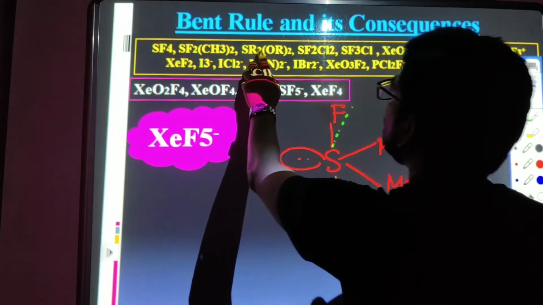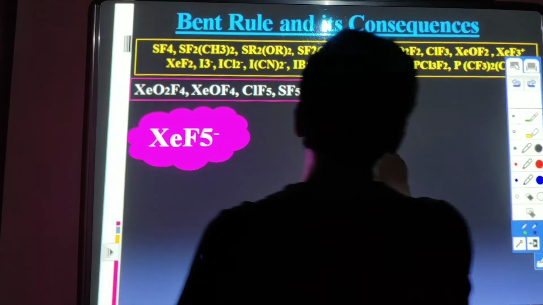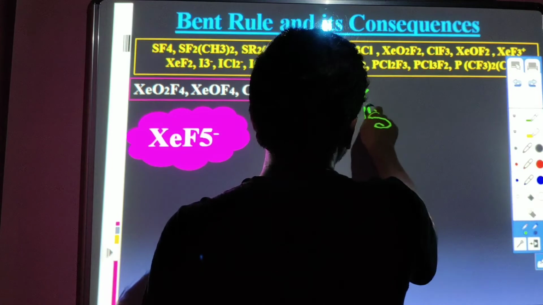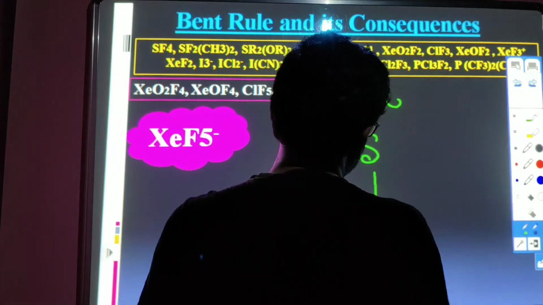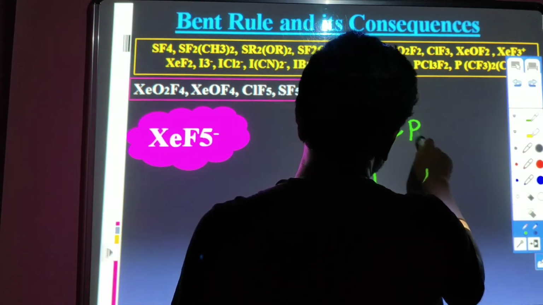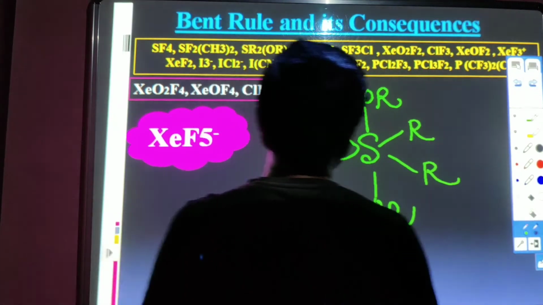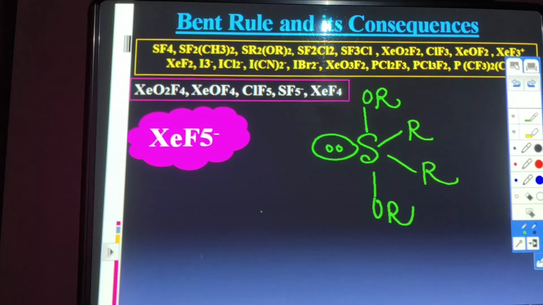Done. Now SR2OR2. I put S here, R2 and OR2. OR will be here since it is more electronegative, this is R, and this is the lone pair. Done, SR2OR2, no problem.